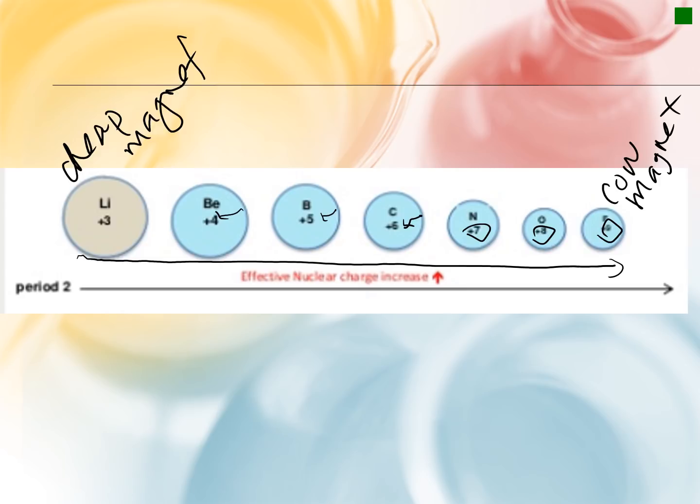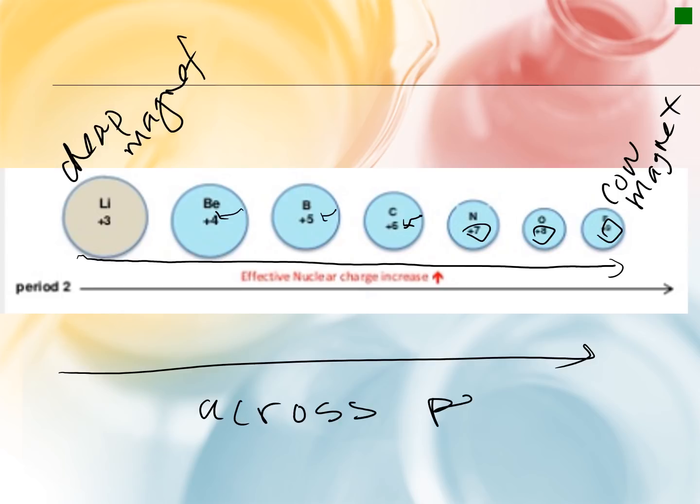All right, so once again, going over the summary of what you should have learned today: as you go down a column, you are adding more and more energy levels. Therefore, your attraction becomes less for the valence electrons to the nucleus. The opposite happens as you go across a period. As you go across a period, the attraction increases. Why? It's because of that nuclear charge of adding more and more protons.